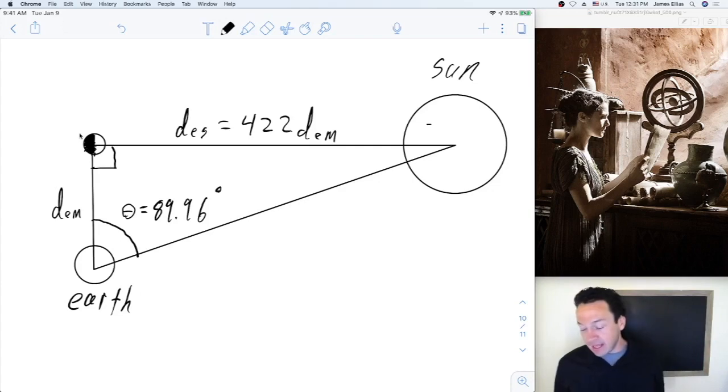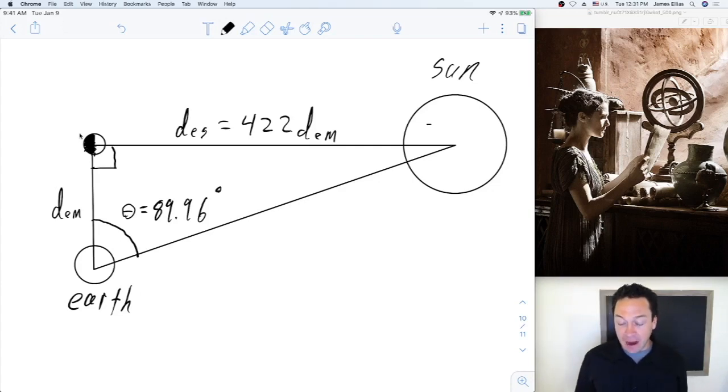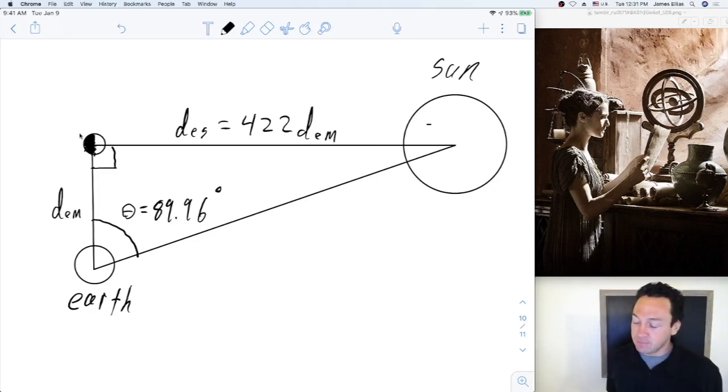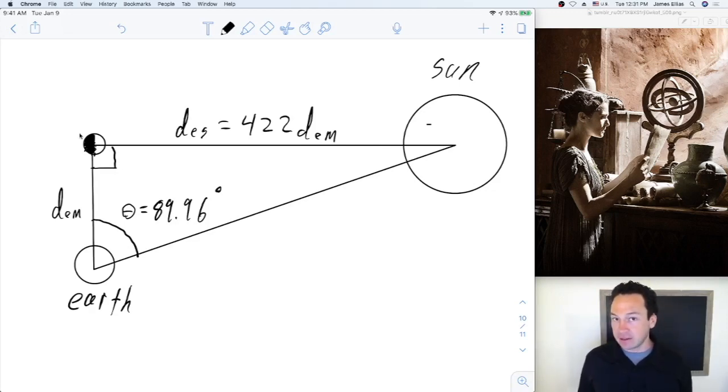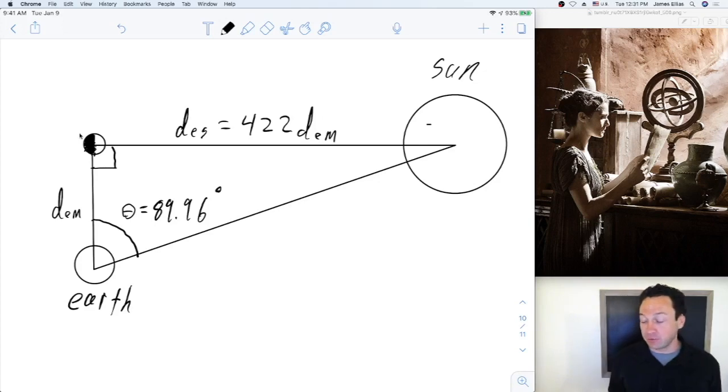The real story is that Aristarchus did figure out all of the math we're about to do, but he just did it with numbers that weren't quite right. But he did end up figuring out all of the major qualitative conclusions that we're about to go through.